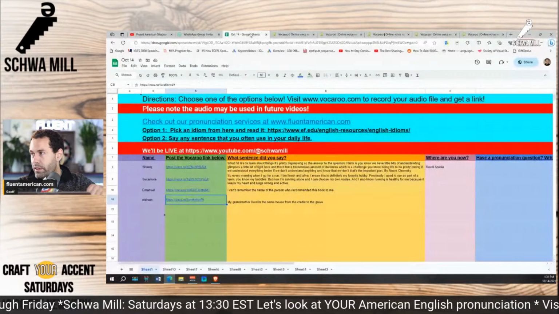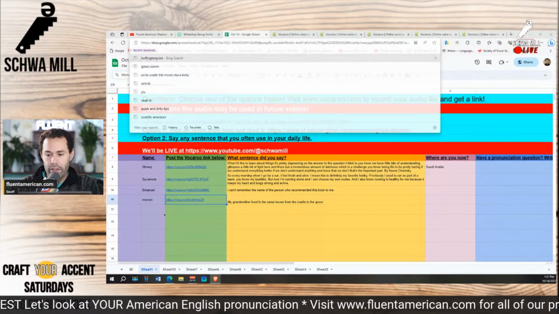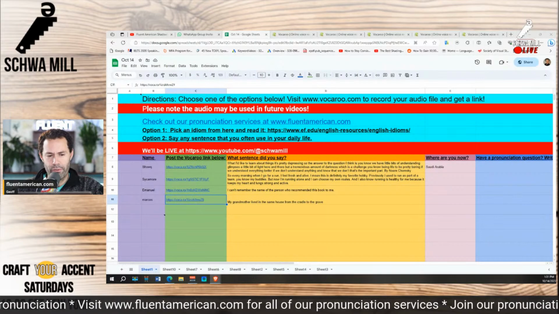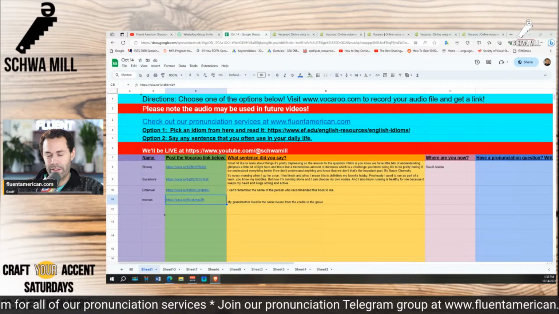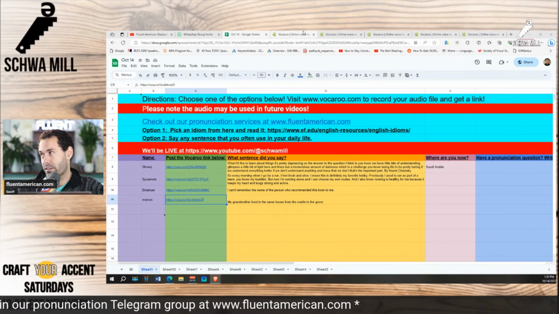In the chat, you'll be able to see that we already have a couple of people who have sent files. So in case you want to join us, get your own pronunciation looked at, if you're feeling brave or adventurous today, you can go to this link here. This is what the document looks like. You're going to see up top, it's going to direct you to a website called vocaroo.com. This is what vocaroo.com looks like.